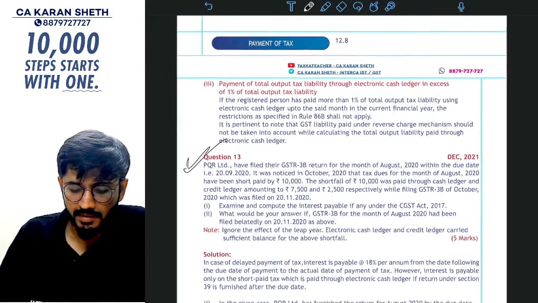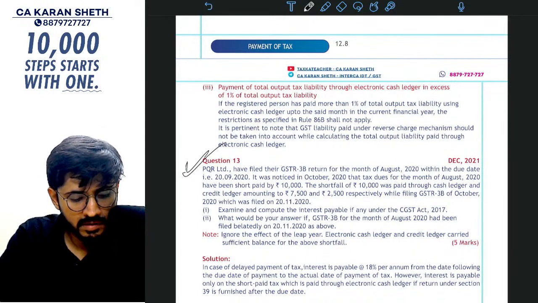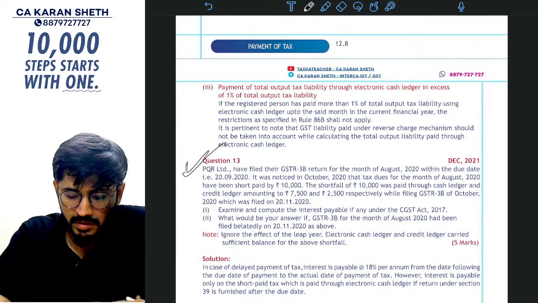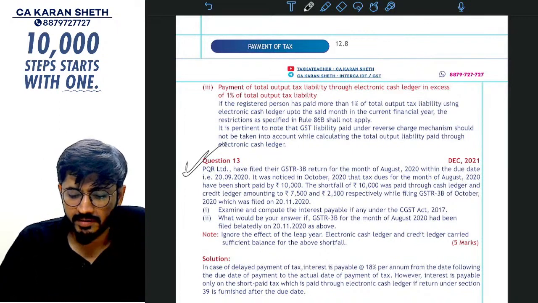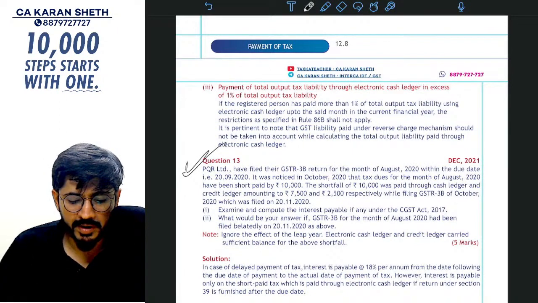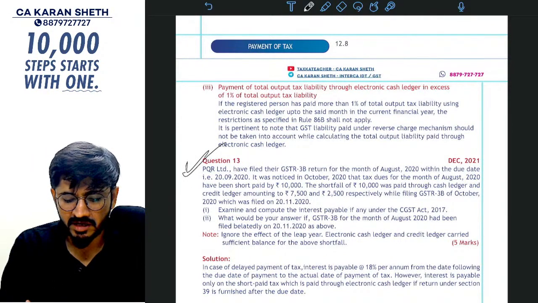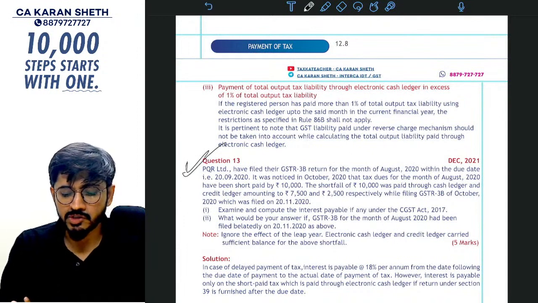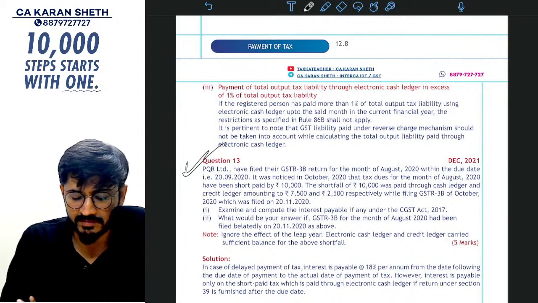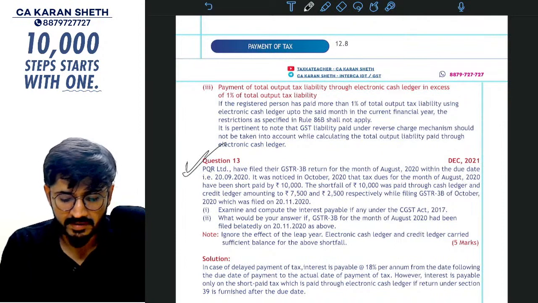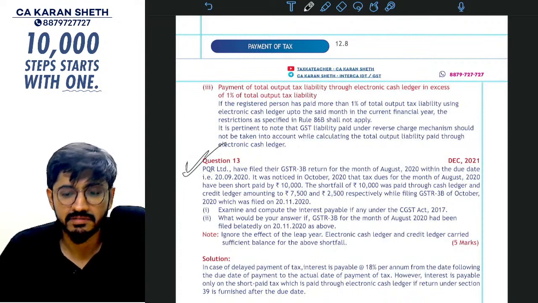Question 13. Okay. PQR have filed their GSTR 3B for the month of August 2020 within the due date 20th September. It was noticed in the month of October that tax dues for the month of August have been short paid by 10,000. The shortfall of 10,000 was paid through e-cash ledger and credit ledger 7,500 and 2,500 respectively, which was filed on 20th 11. Examine and compute the interest payable, if any, under the CGST Act.